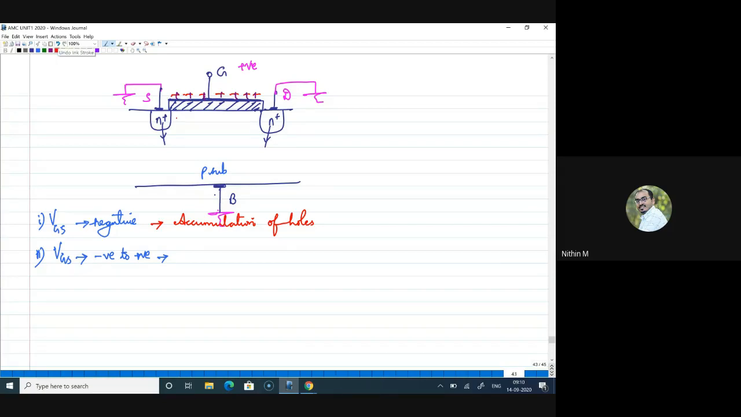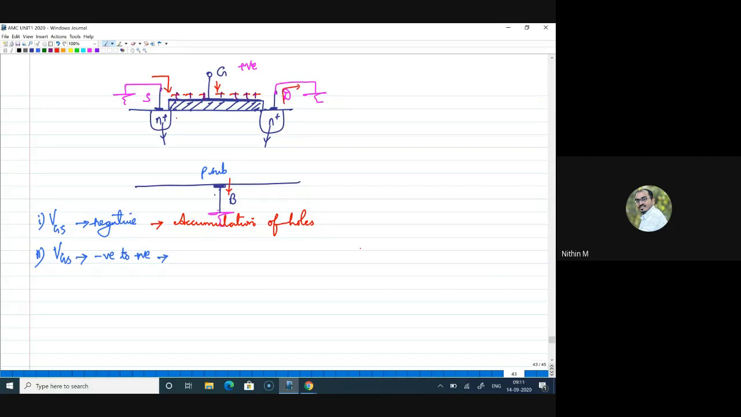If you look at the other terminal, the gate is also isolated from the rest of the device. Between the gate and the rest of the device there is a dielectric, and usually the dielectric is silicon dioxide. That means there is no current actually flowing from the gate terminal either. So there is no current here, and no current between these two junctions. Now, what current are we interested in? We are interested in the current flowing from source to drain. The current flowing between source and drain is what we are interested in.